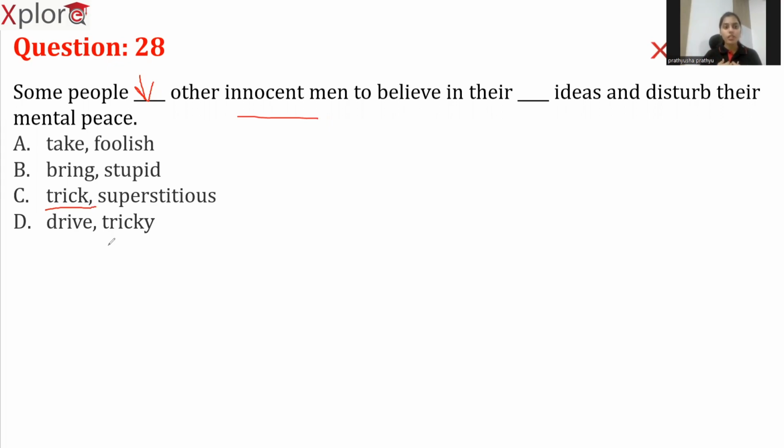And what kind of ideas do I have? Foolish, stupid, or tricky ideas? It is superstitious ideas. Okay, you are a person who doesn't believe in any superstitions. Okay, I'm tricking you into believing me. Since the term innocent is mentioned here, I am making a fool out of you, like I'm fooling you. So the right answer here is option C.